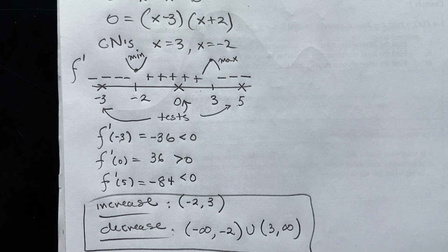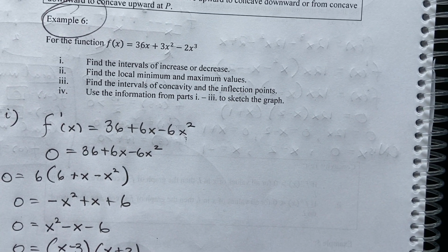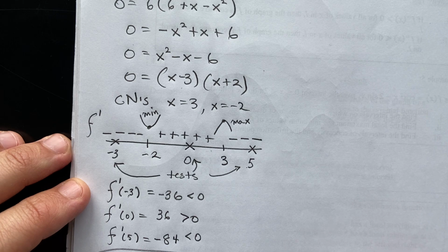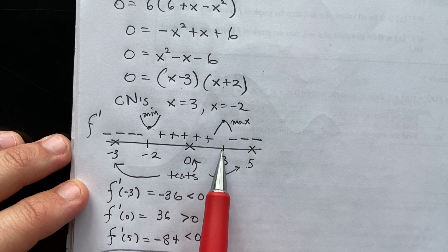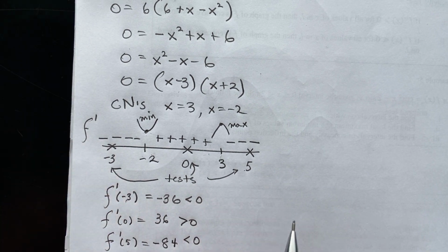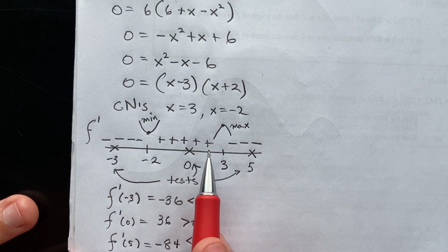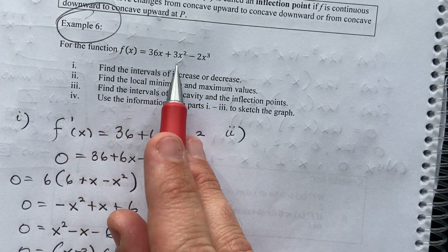Okay. Part 2 says find the local minimum and maximum values. We kind of have done a lot of that work already, right? So this sign chart is saying, hey, there's a minimum here over at -2. There's a maximum over here at x equals 3. To actually find the min and max are the outputs. Okay, so the min of a function is an output. The max of a function is an output. We know the horizontal locations, the inputs for which those min and max occur, but to actually find the value, we take those numbers and plug them into the original function.